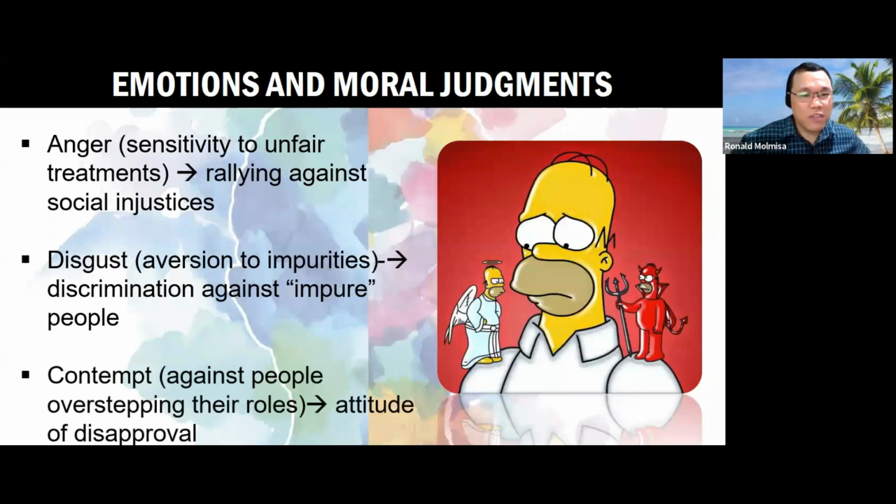Another example would be contempt. When you feel contempt, you look down on people, you wouldn't trust them. Basically, you're against people overstepping their roles. That's why you have this attitude of disapproval. Whenever you see people who violate your boundaries, for instance, you would always see them as what? As always intruding in people's lives. That's why the question is this: what emotions rule your life each and every day? So that's for emotions and moral judgments.